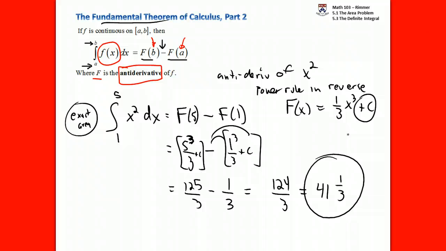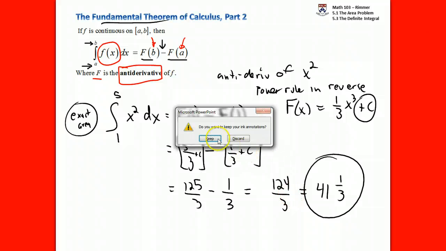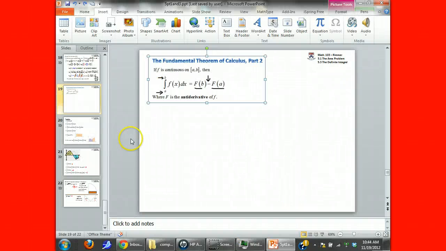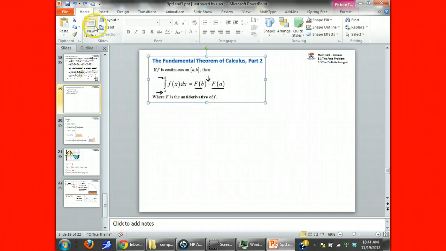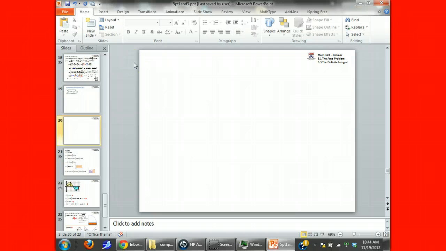More questions? All right, maybe, what was that? 2 minus x all over x. Okay, let's try that one. Let's see if we can do this one. It was 2 minus x all over x. The other example, from 1 to 5, 2 minus x all over x.